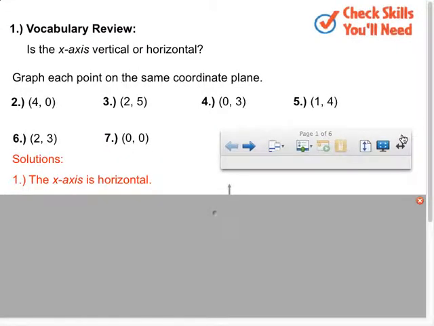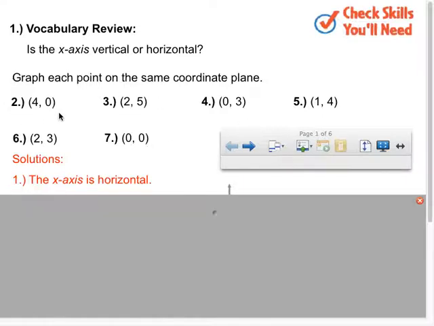Now, before I reveal these answers, can somebody tell me what we name this point here? What's the name of that point? Who haven't I called on yet? Karis, what's this point called? This is called the origin. Very good. It's the point where what two axes intersect? The y and the x.